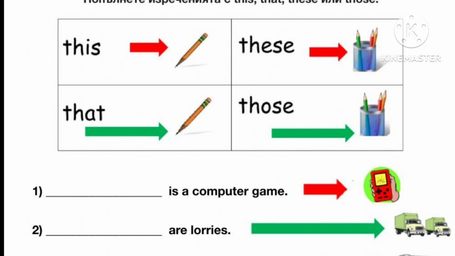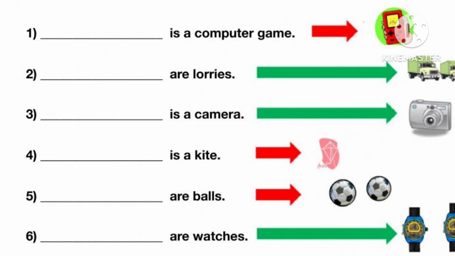Now in this we will use this, that, these, those. Let's start. Number 1, dash is a computer game. Computer game is near, so we will write this is a computer game. Dash are lorries. Lorries are far and plural, so we will write those are lorries.